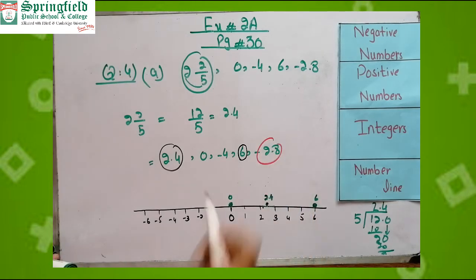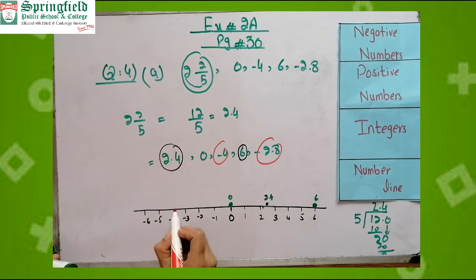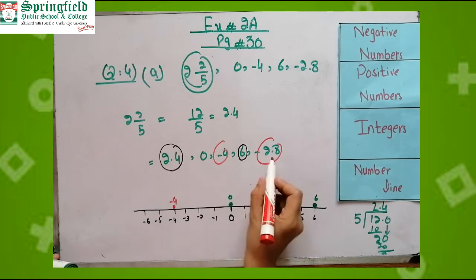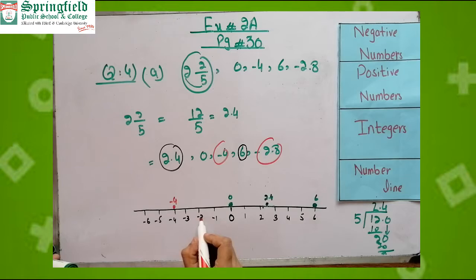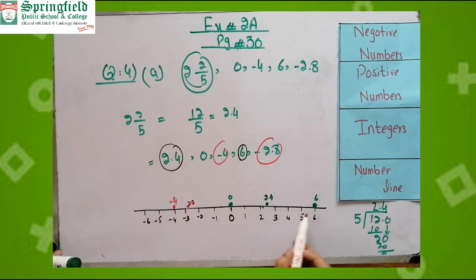this is the negative side and minus 4 is the number. So minus 4 and then minus 2.8, 1, 2, 3, 4, 5, 6, 7, 8, 9, 10. So 1, 2, 3, 4, 5, 6, 7, 8. Minus 2.8 will come here. So these are the points and we can represent them on the number line. Understood, beta? Okay.